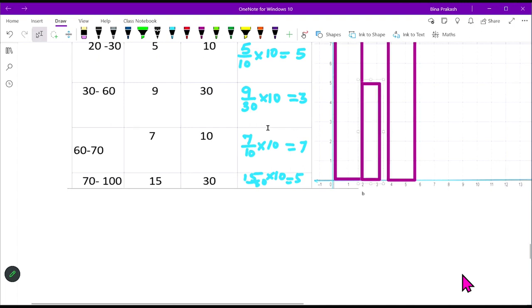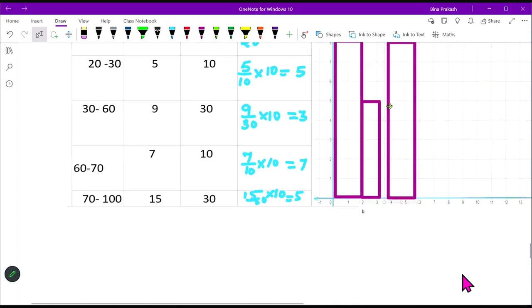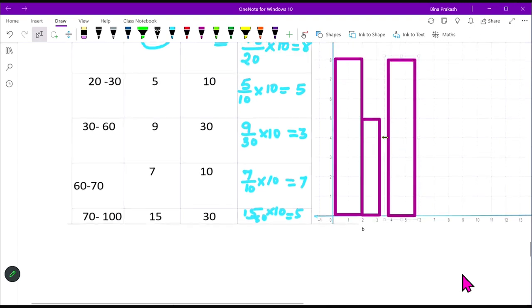Now the next length is for 30 units, so it's from 30 to 60. We'll have to increase the width of the third rectangle. The width of the third rectangle will cover 3 units, and its height is 3. So we have the histogram in this case.